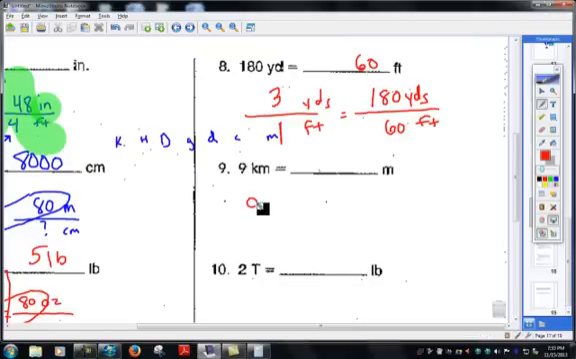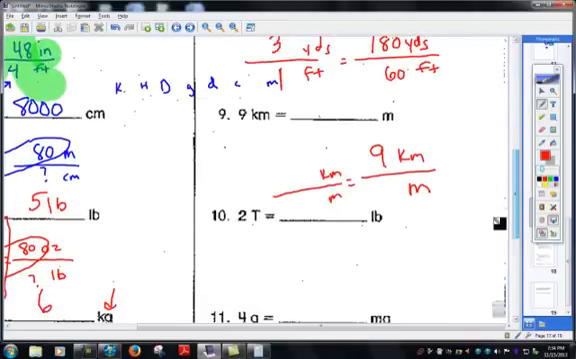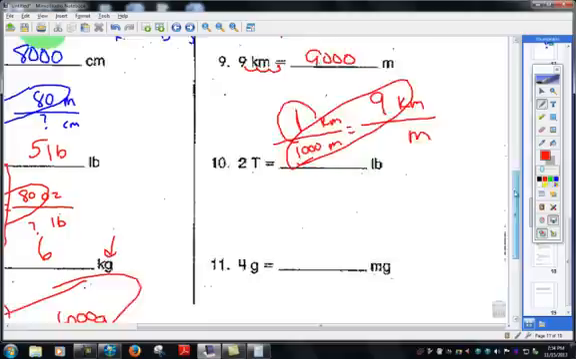Here, 9 kilometers. I always like to put this on the right. It doesn't really matter. 9 kilometers to so many meters. And then kilometers to meters. I got to figure out what the conversion factor is. Now, I think I already did this. 1 kilometer is 1,000 meters. So I cross multiply. 1,000 times 9 is 9,000. I divide by 1. That's still 9,000. Now you're moving your decimal this way 3 places.